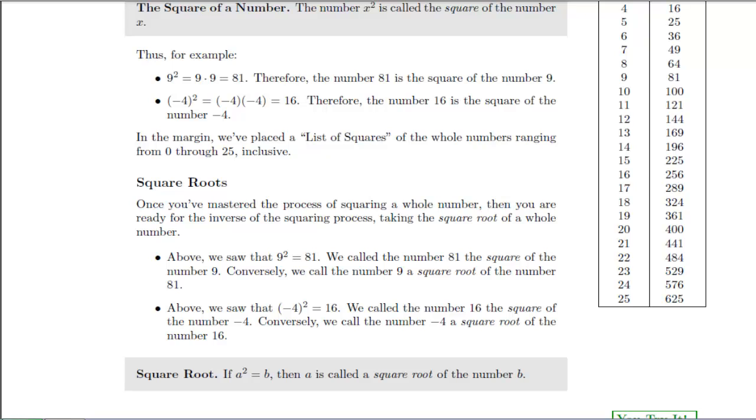Above we saw that negative 4 squared equals 16. We called the number 16 the square of the number negative 4. Conversely, we call the number negative 4 a square root of the number 16. Square root. If a squared equals b, then a is called the square root of the number b.